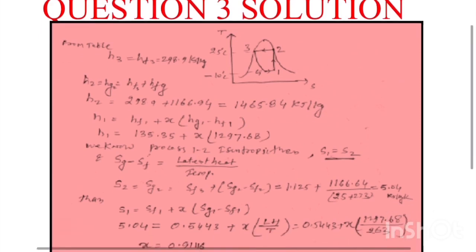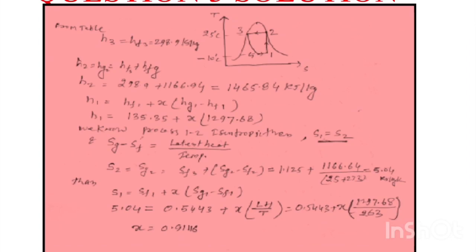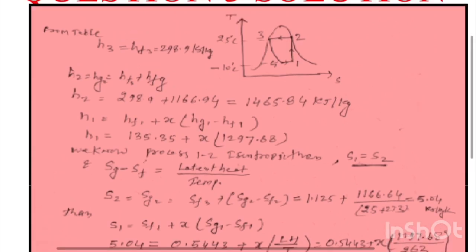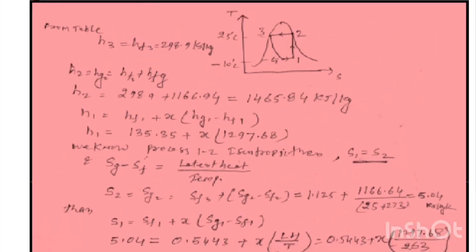So from the table we can get H3, which is in the saturated liquid state. Similarly, H2 we have from the table, but here H2 will be H3 plus Hfg, because the process 3 to 2 involves the latent heat of vaporization. So Hfg comes, and we can find out H2, which is coming 1465.84 kilojoule per kg. Similarly, H1 we need to find out with the help of the equation like the previous question. So first we need to find out X, but here in the table Sg is not given. Okay, so how can we find out this type of question?